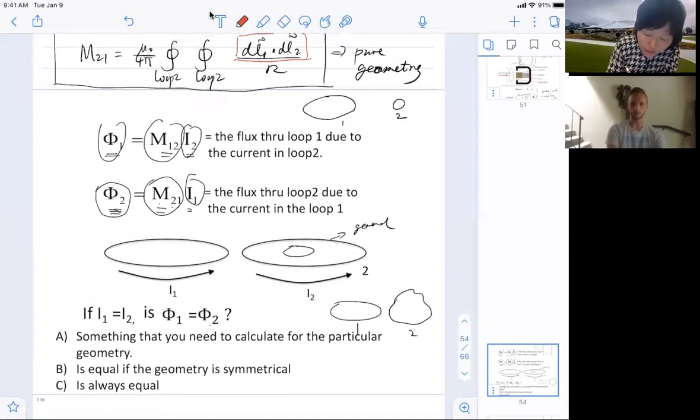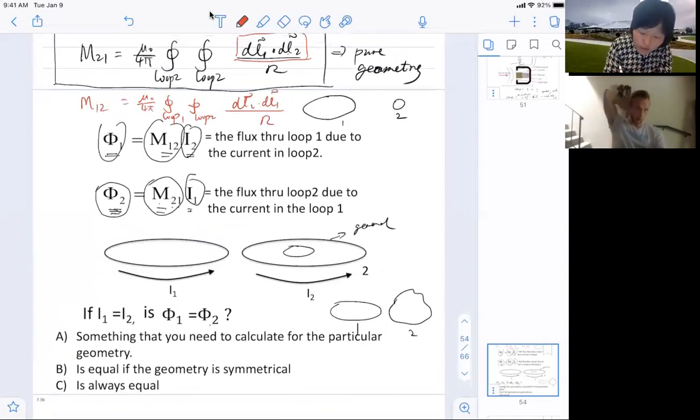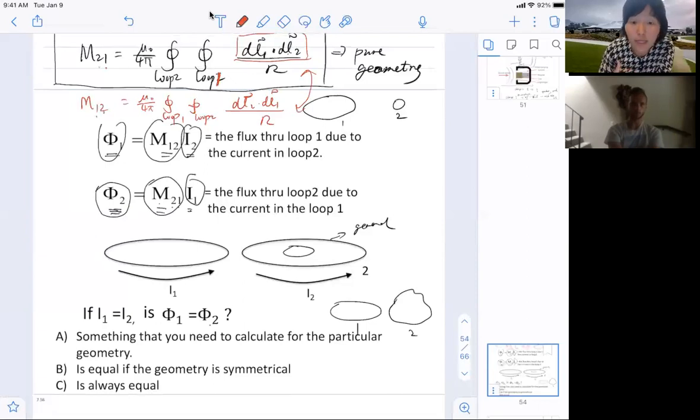Very good. Another way to help us is to write out M12. According to this equation, it's going to be loop one, loop two, DL2, DL1, over script R. Sorry, this is loop one. And you can see they're exactly the same expression. This is exactly the same. So whether one generates a flux through two or two generates a flux through one, that is how they impact each other for the flux.